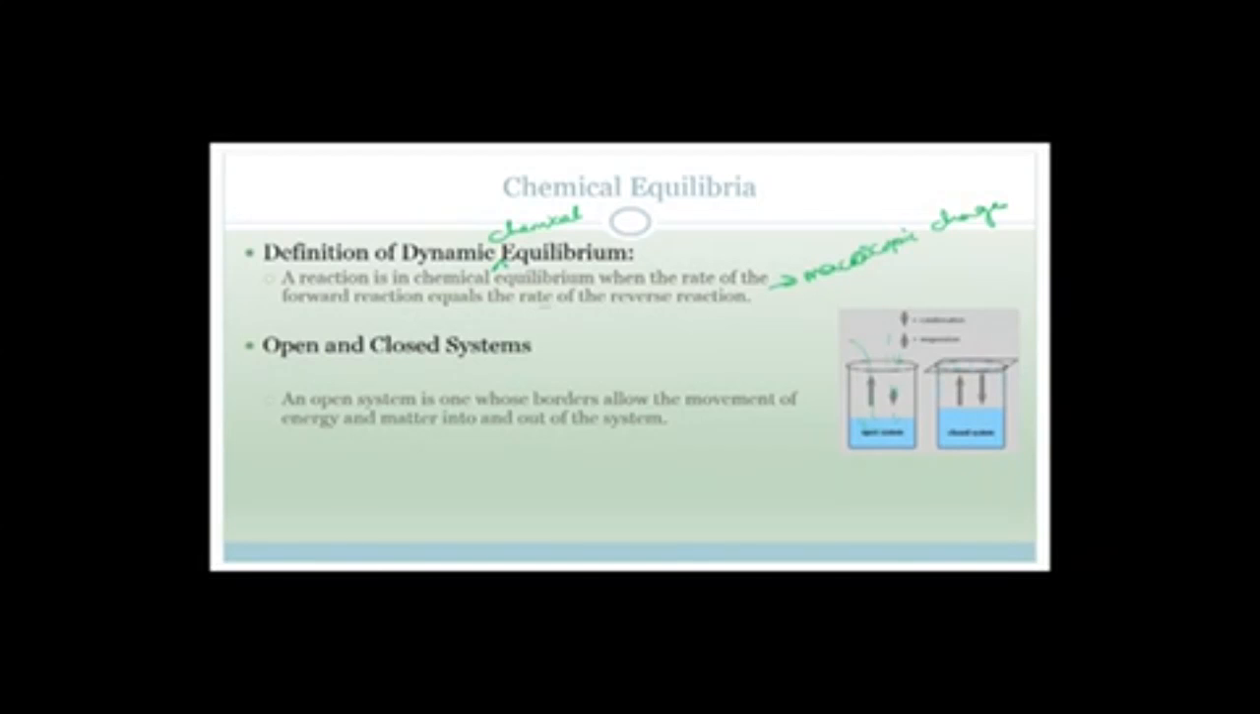This is a closed system because all of the water and the water vapor is kept in the container itself. Nothing can escape from it, and nothing can get into it either, okay? Right now, reversible reactions. This is important. You cannot have dynamic chemical equilibria unless you have a reversible reaction, okay? A reversible reaction is a chemical reaction that can proceed in both the forward and reverse directions.